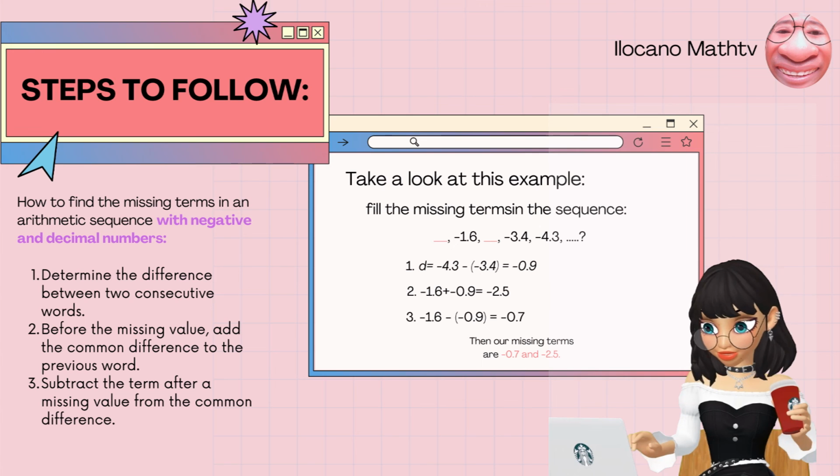Let's proceed to the second step. Negative 1.6 plus negative 0.9 is equal to negative 2.5. And then to the last step. Negative 1.6 minus negative 0.9 is equal to negative 0.7. Negative 0.7 is our first term in the sequence, and negative 2.5 is our third term in the sequence.